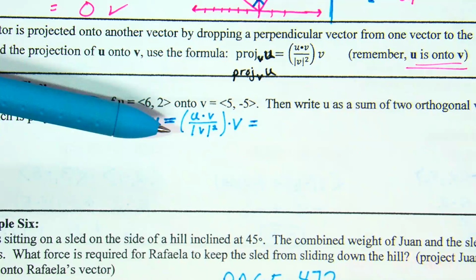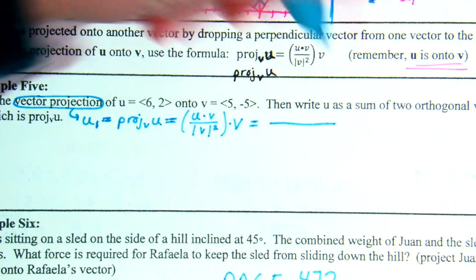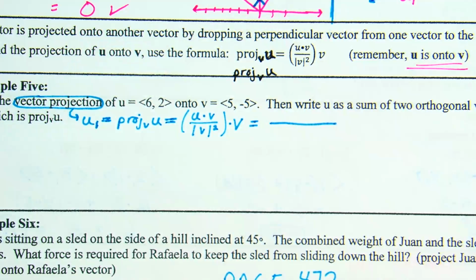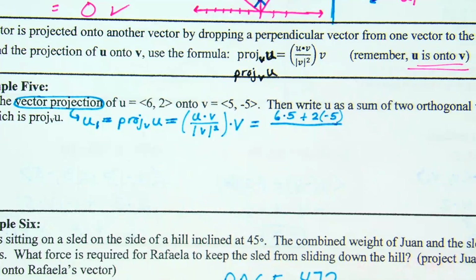So on top of that fraction, it says u dot v. How do we do u times v? We learned it yesterday. How do I do u times v? Okay. Yeah. First times first plus second times second. So 6 times 5 plus 2 times negative 5, right? Okay. I'll clean that math up here in a moment.